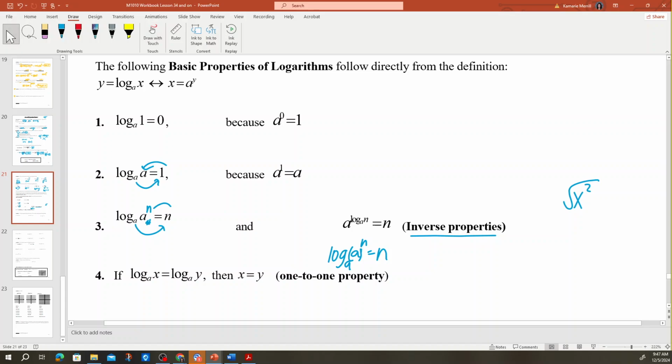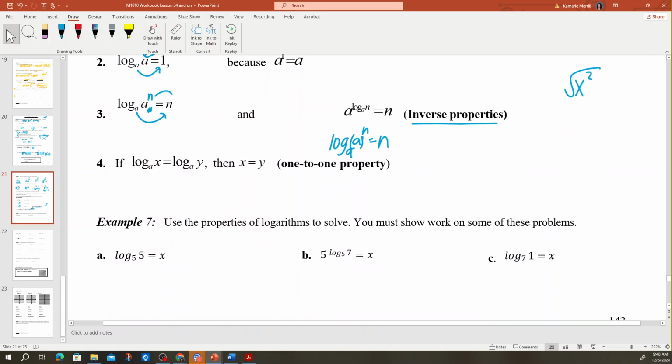All right, there's also one-to-one properties. If I am logging both sides, shouldn't it be that whatever is inside is just equal? So it's almost like I can just clear those logs. Now, if we were to take the time to convert and solve, the logs would go away anyway. But this is just a one-to-one property saying, hey, log of x equal to log of y just means x has to be equal to y. So you can just assume that your logs are going away.